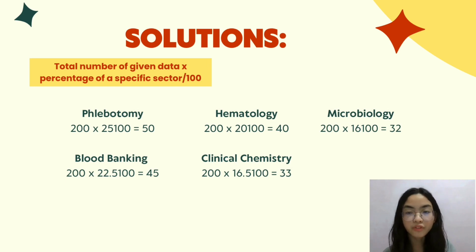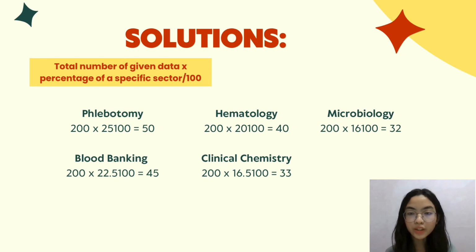Let's first start with phlebotomy. Phlebotomy has 25%, so we will multiply 25 with 200 and divide it by 100. We will then get 50. And so, 50 students chose phlebotomy as the clinical laboratory area that they would most like to intern in. We will be repeating these steps for the remaining areas.